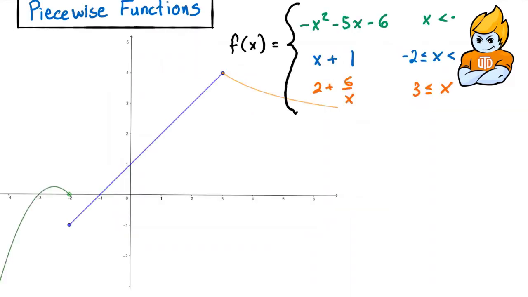Taking a quick look at the graph, we see that the function is disconnected at -2 because the limit from the left and the right don't agree. But the function is connected at x equals 3 because the limits from the right and left agree.